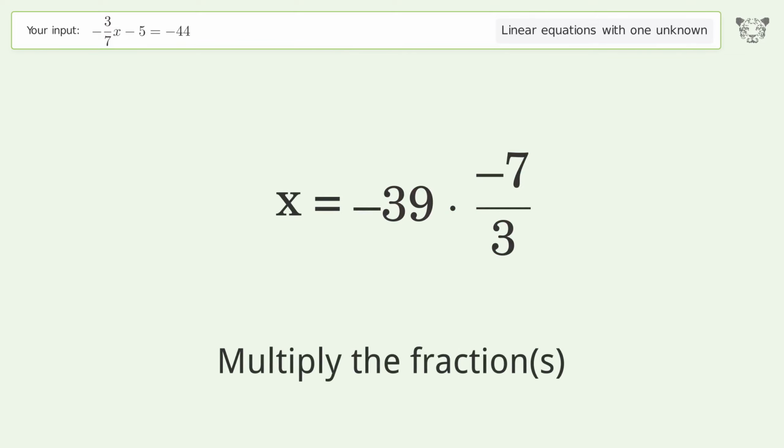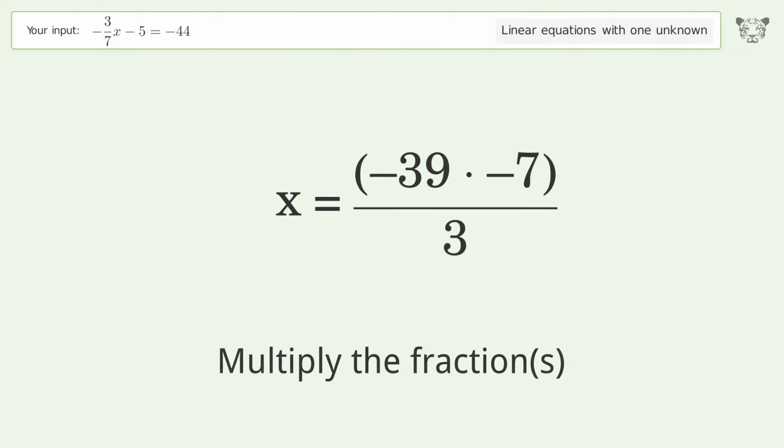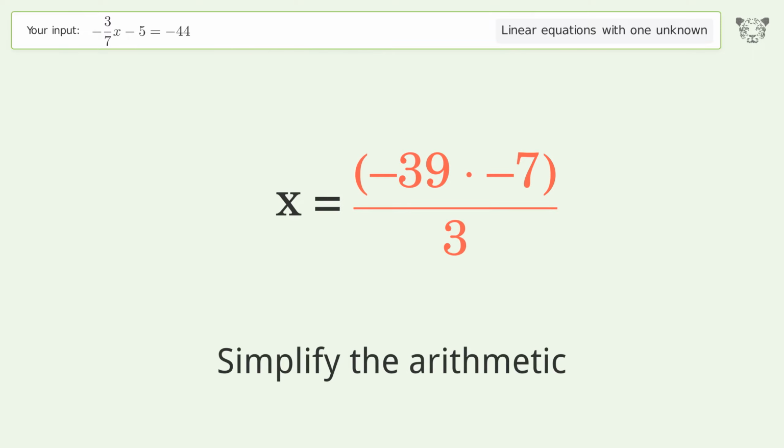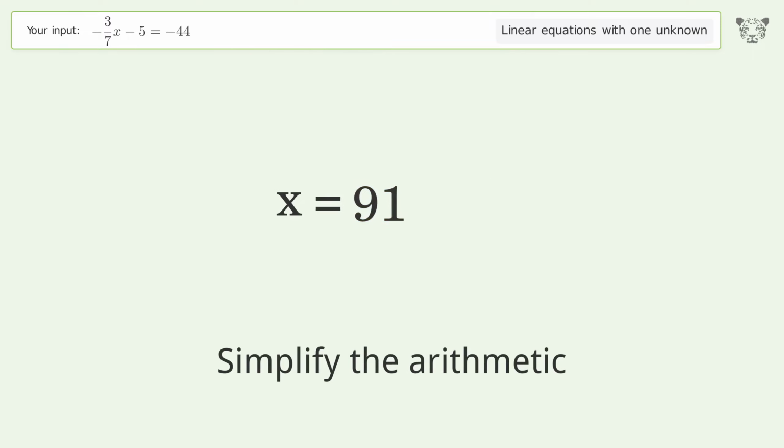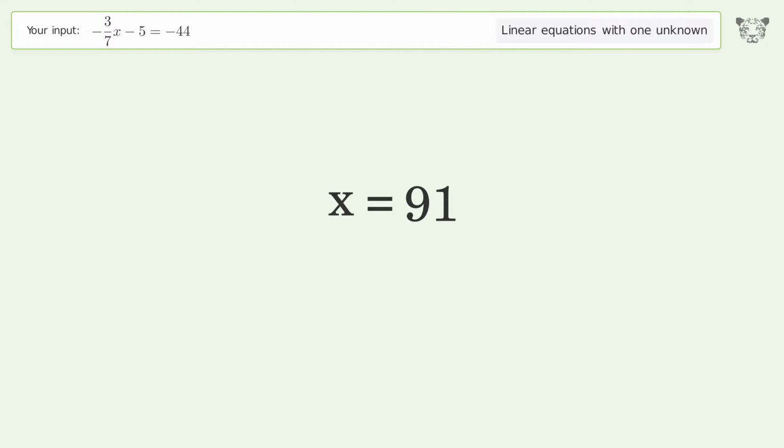Multiply the fractions. Simplify the arithmetic. And so the final result is x equals 91.